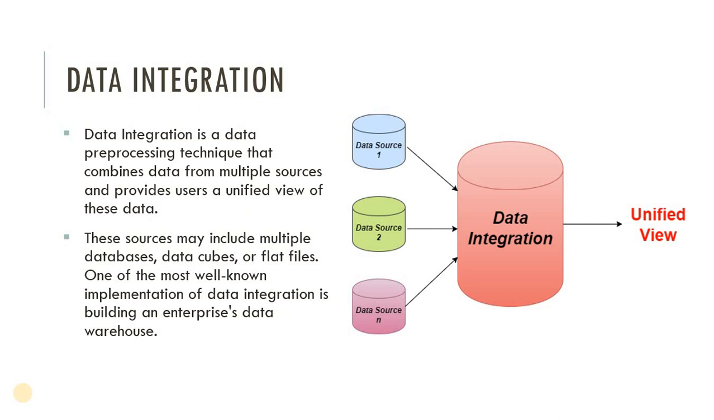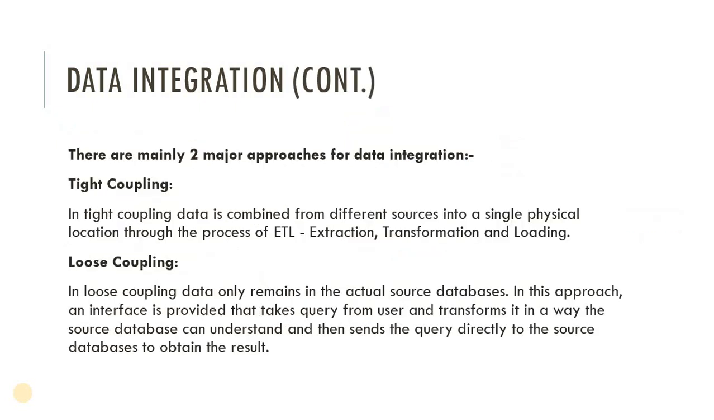We all know what a data warehouse is, but how can we create the data warehouse, and how does data integration occur in the data warehouse? That is done via two techniques: tight coupling and loose coupling. In tight coupling, data is combined from different sources into a single physical location through the process of ETL, which is extract, transformation and loading.